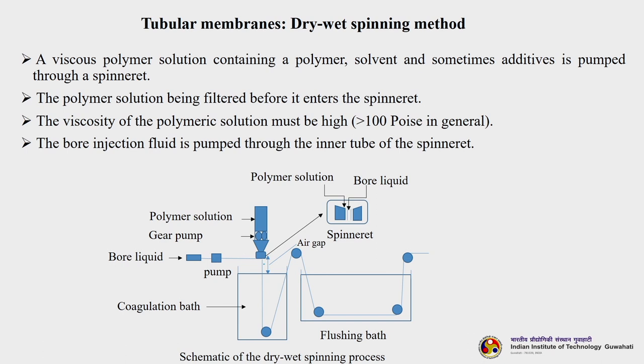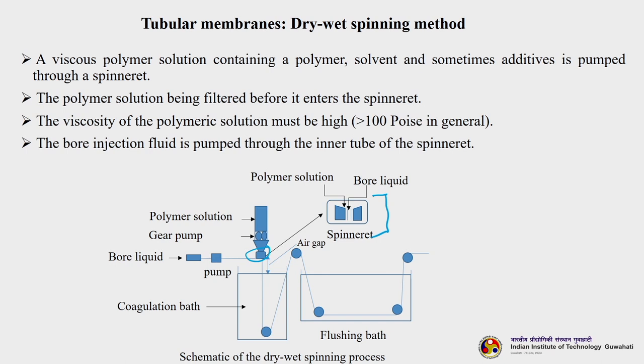Okay. So, this is actually the spinneret. You can see this is the enlarged version of this, and the polymer solution is being filtered before it enters the spinneret. The viscosity of the polymeric solution must be high. Usually it should be greater than 100 poise in general.